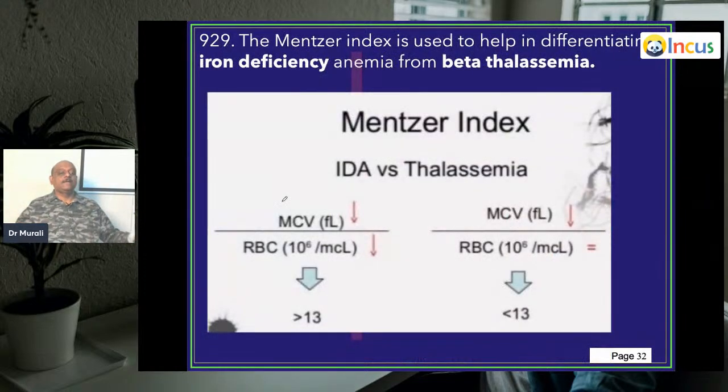Now comes Mentzer Index. What is the meaning of it? Mentzer Index means, first of all, what is that index? What is the norm? How do you calculate that index?